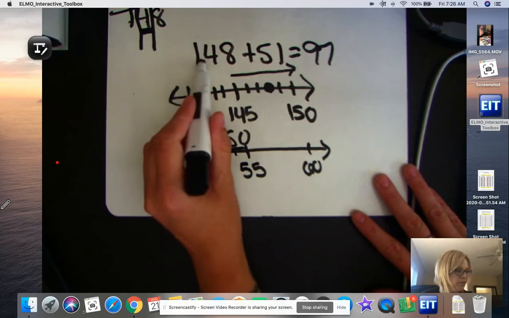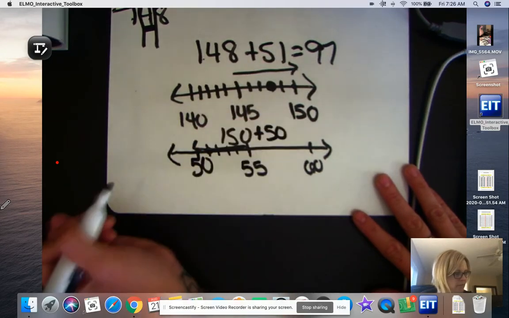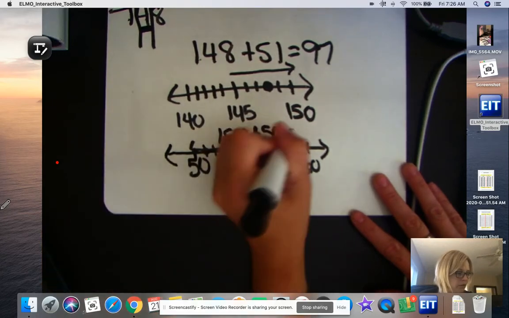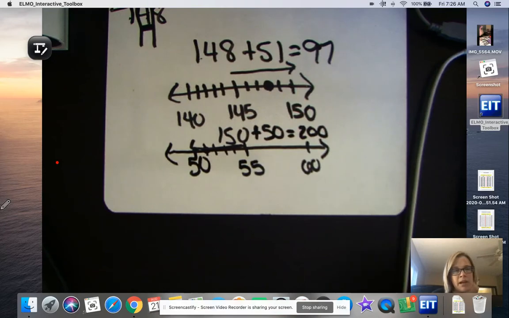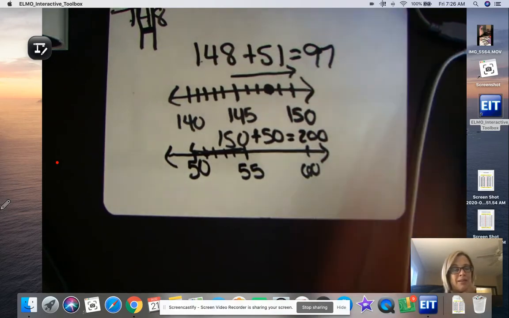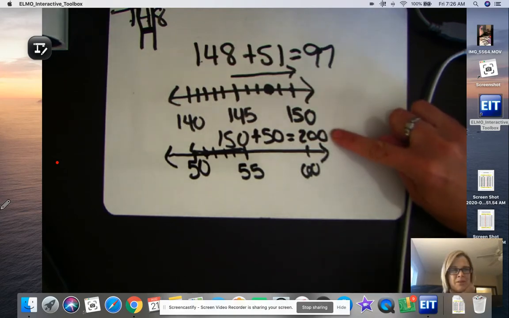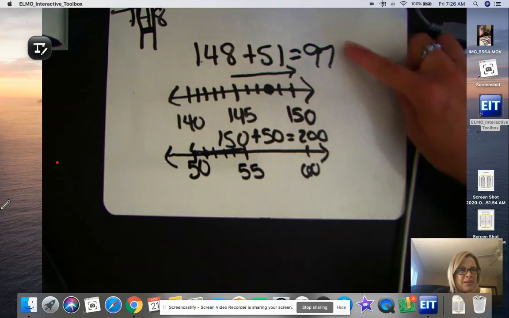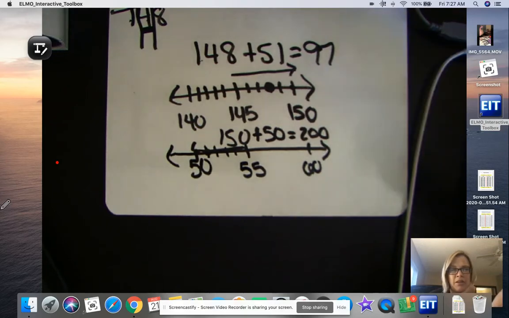So my problem is 148 plus 51, so I'm going to add 150 and 50. And when I add those together, I get 200. Now I'm going to use my estimate to compare it to my answer, and I have a problem because my estimate is 200, but my answer is 97. So something went wrong. And I'm going to think through my problem and think about what's happening.